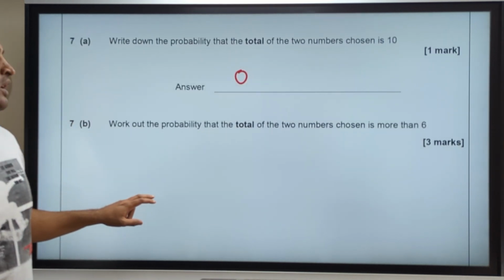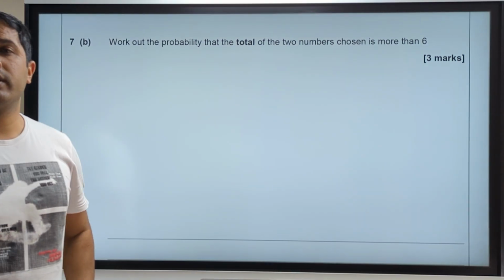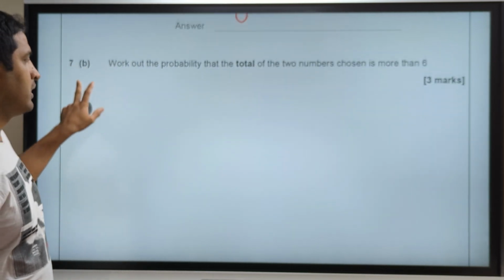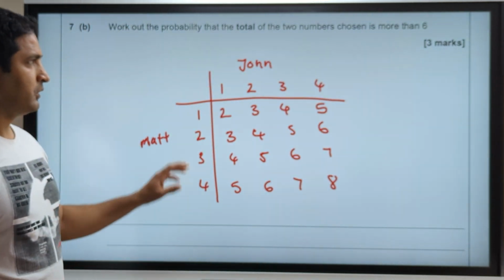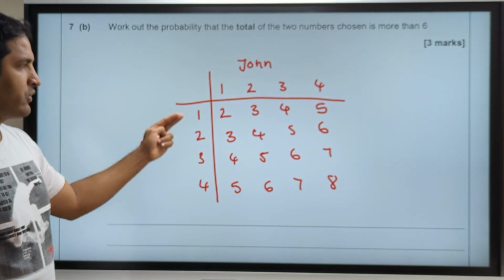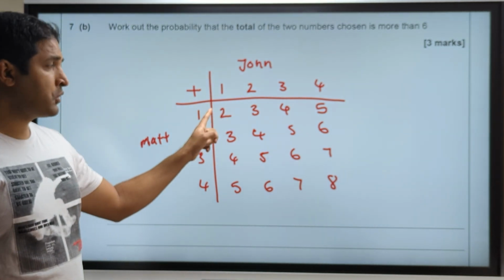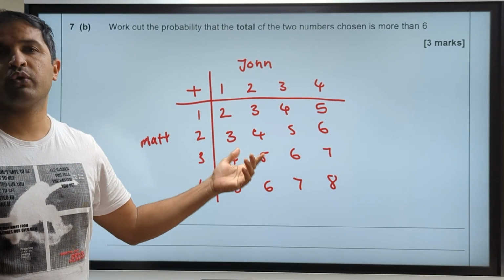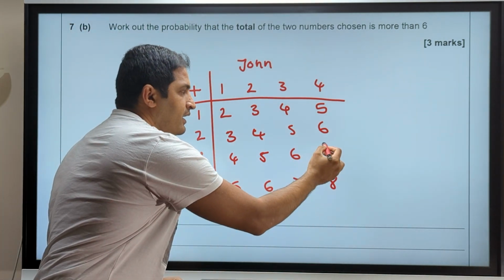Work out the probability that the total of the two numbers chosen is more than 6. So now it's a 3-mark question. I need to do the sample space diagram for both Matt and Joan. So let's say Joan chooses one number from those 4 and Matt chooses one number from those 4, and then we're adding them together. So if both of them choose 1, you get 1 add 1 is 2, and so on. So these are 16 different outcomes you could get. We need to work out the totals that are more than 6. More than 6 are these 3 numbers.